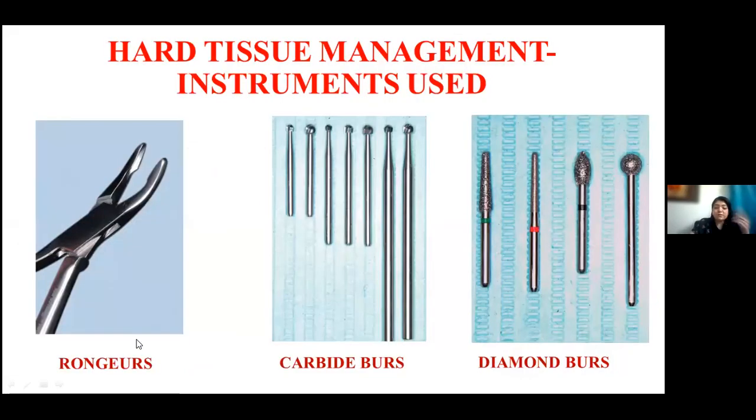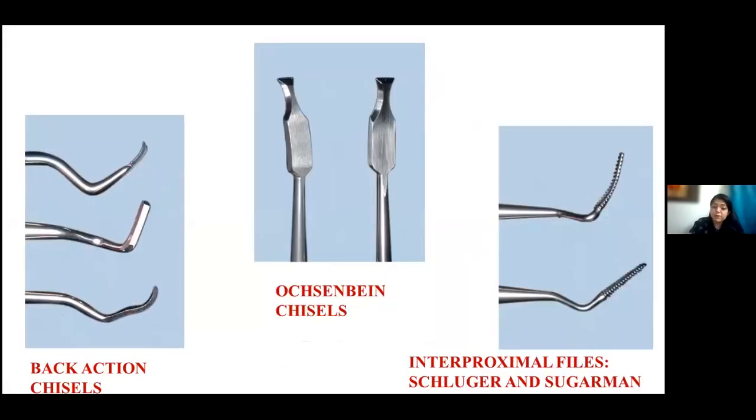This I already told you. How do you do the osseous recontouring or resection? You can use bone rongeurs, diamond burrs, carbide burrs, chisels and files.